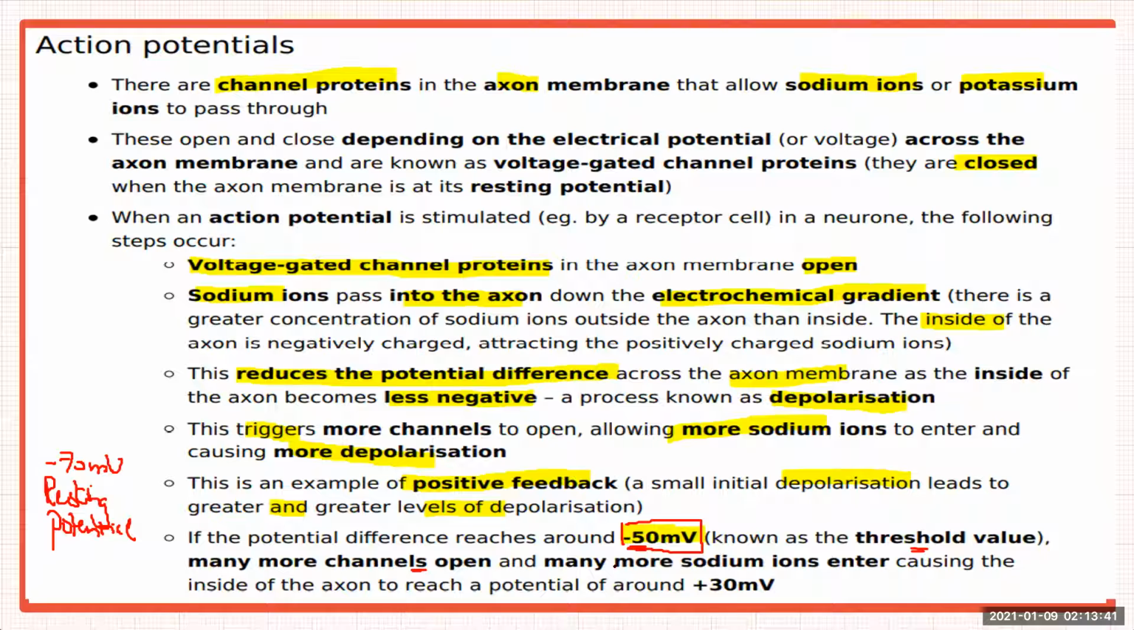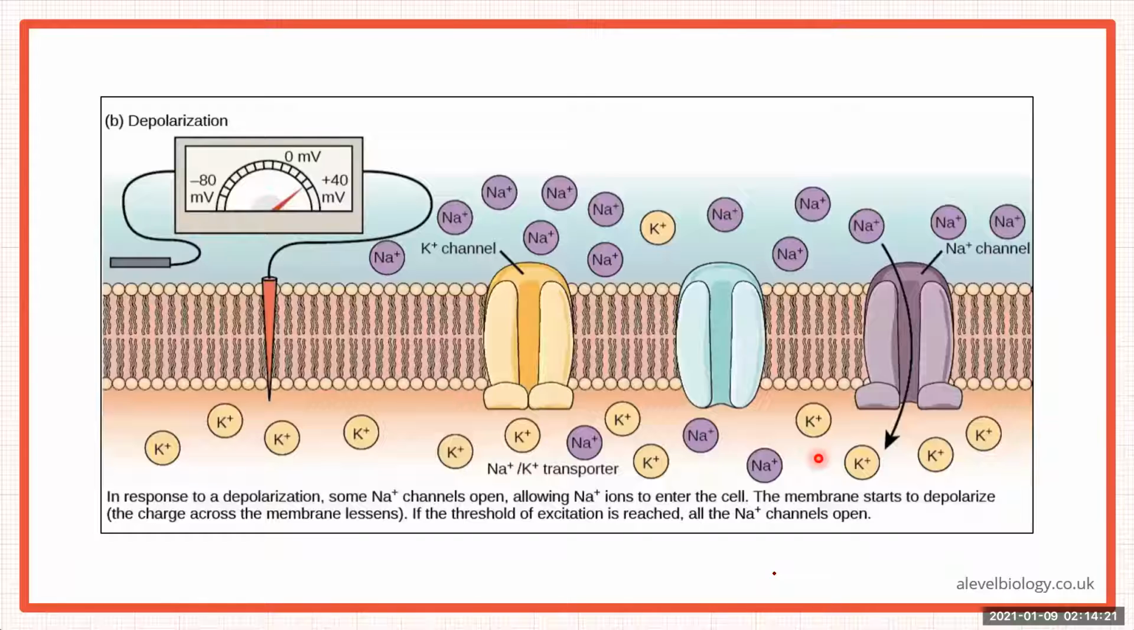So many more channels open, many more sodium ions would enter. And because of that, what would happen? Because more positive charges are coming in, it increases this potential to plus 30 millivolts. And remember, this value is fixed, right? In some books, you would find around plus 40 millivolts, but it does not go beyond that. So have a look here. This is the stage of depolarization where these voltage gated sodium channels are open. See, only these are open. These voltage gated potassium channels are closed at this time.